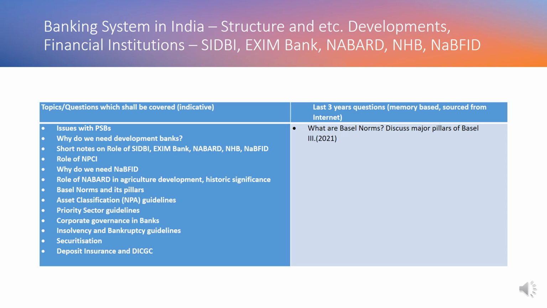Insolvency and bankruptcy guidelines, another area which was under focus because of the NPA issues. Securitization, a tool used to resolve the NPA problem, and then deposit insurance and the DICGC, because there were certain amendments in the DICGC Act and things changed after that. One question on Basel norms was asked in 2021. Again, it's a memory based question, so I'm not sure whether it is 100% true or not, but I believe it is true, so you can prepare accordingly.